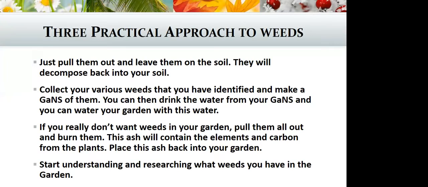And if you really don't want weeds at all in your garden, then what you can do is pull them out and burn them. And then this ash will contain the elements and carbon from the plants, and you can place this ash back onto your garden. So we have to start understanding and researching the weeds that we have in our garden, because often they will give us an indication of what's happening with our health, and an indication that our soils are also out of balance.